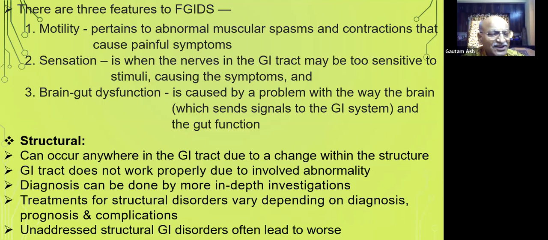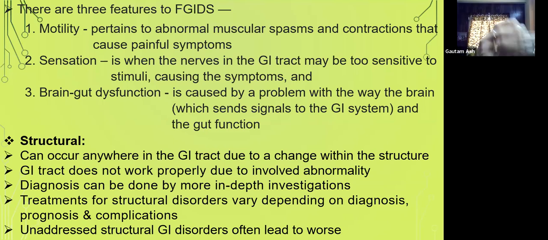What are the structural GI disorders? It can occur anywhere in the GI tract due to a change within the structure. Now we know that the gastrointestinal tract, starting from mouth to anus, has three or four layers. If we come from inside to outside, there is the mucous coat, the submucous coat, the muscular coat, and then the serous coat or the fibrous coat. So four layers are there. If we go from outside or inside, doesn't matter.